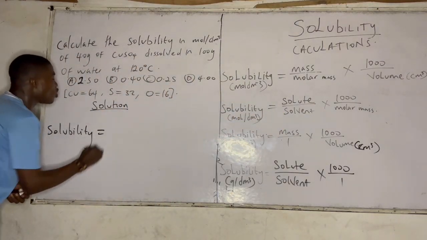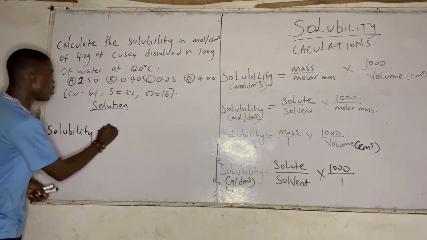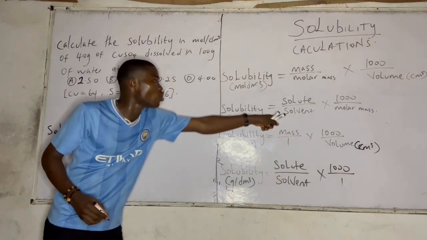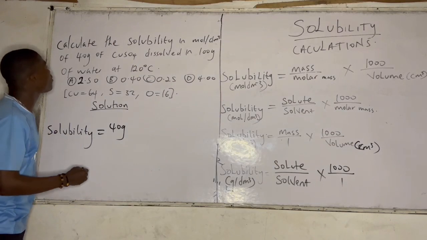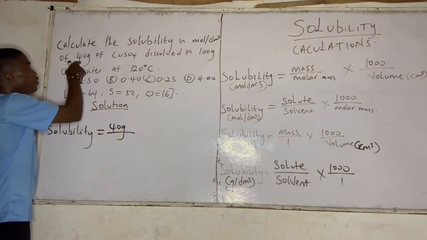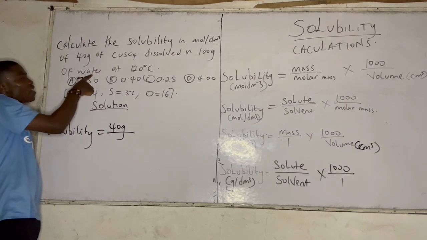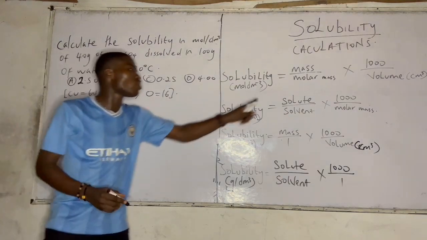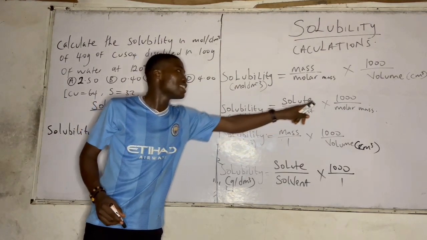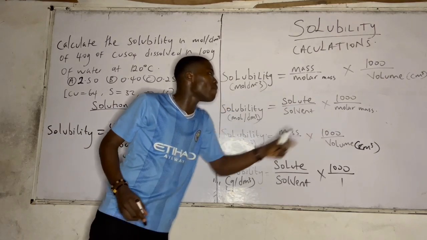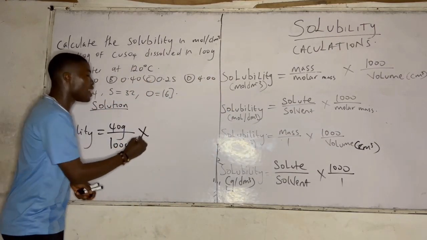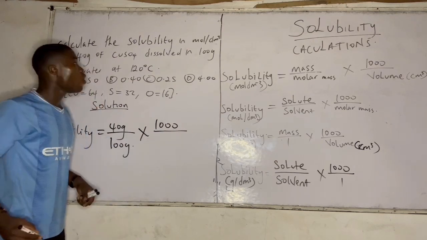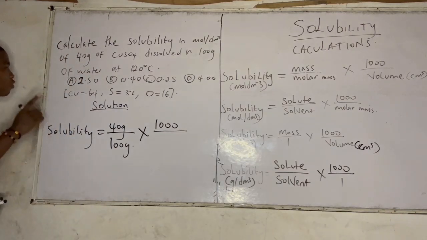Now check, using my second formula, the mass of the solute is 40 grams. This is solute over solvent times 1000 over molar mass. The mass of the solute is 40 grams, dissolved in 100 grams of water. That means water has a mass of 100 grams. So it is mass of solute over mass of solvent times 1000 over molar mass. So 40 over 100 times 1000 over molar mass. Molar mass of what?